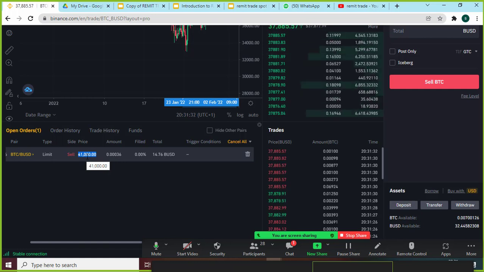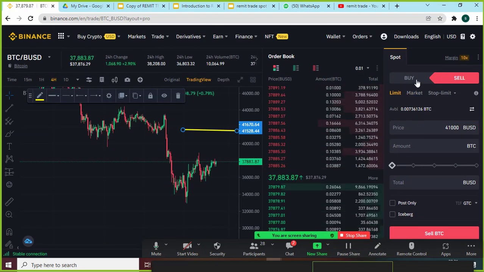You have this flexibility to fix the price anyhow you want. So I'll come here and cancel it. So this is how you place a market buy order, market sell order, buy limit order, and sell limit order as well. It's very simple.